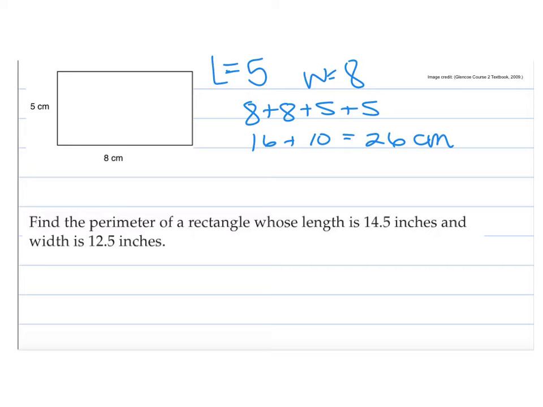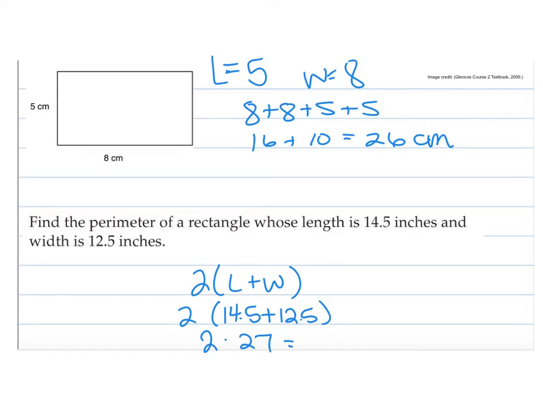Find the perimeter of a rectangle whose length is 14.5 inches and the width is 12.5. So let's try a different formula. Let's use 2 times length plus width. So we add the length and width together, 14.5 plus 12.5, and then we're going to take that and multiply it by 2. Now for this unit, we can use a calculator. So 14.5 plus 12.5 is 27. So then 2 times 27 is 54. And in this case, since we're talking inches, our label would be inches. Adding all the sides together.